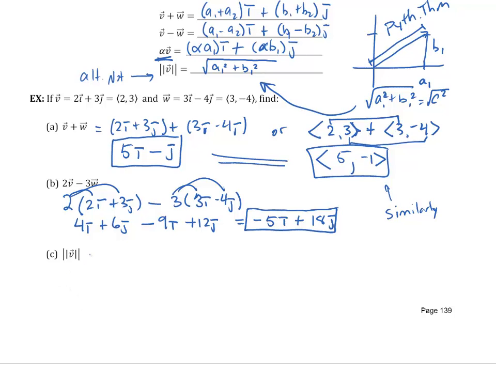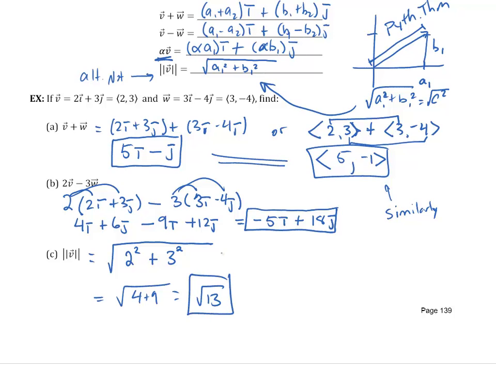Now, to find the magnitude of the vector v, I would take the square root of the first component, which is 2, and square it, plus the second component, which is 3, and square it. You get the square root of 4 plus 9, which is the square root of 13. That would be the length of this vector v.